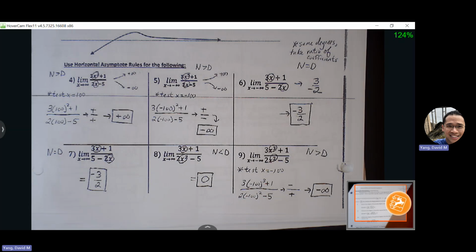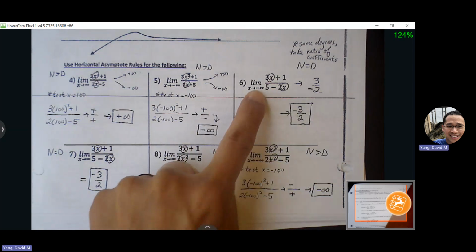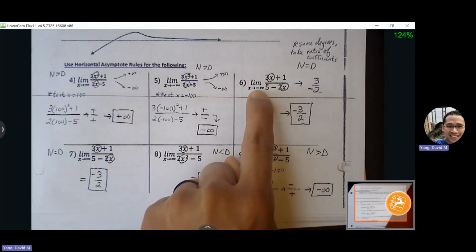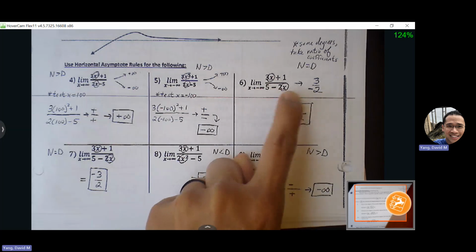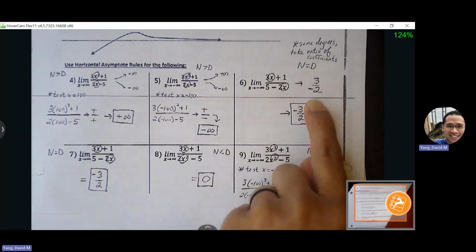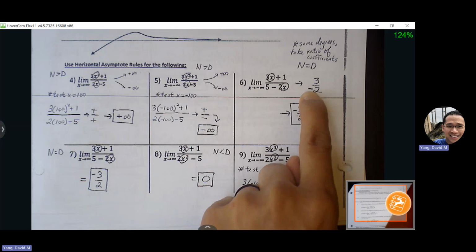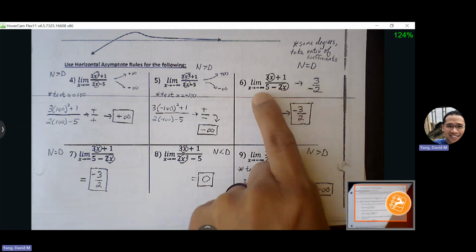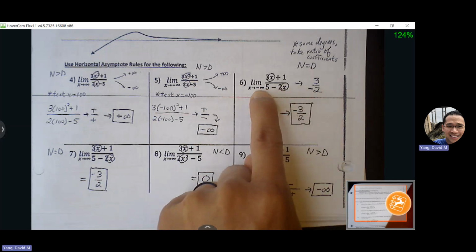Number 6, I find my highest degrees. Degree 1 in the numerator, degree 1 in the denominator. I take the ratio of the coefficients, so negative 3 over 2. And we don't want to let that negative infinity throw us off. We don't care about that negative infinity. We just care about the fact that if the degrees are the same, we're still going to take the ratio of the coefficients. We're not going to let that sign be changed because we're headed towards negative infinity.